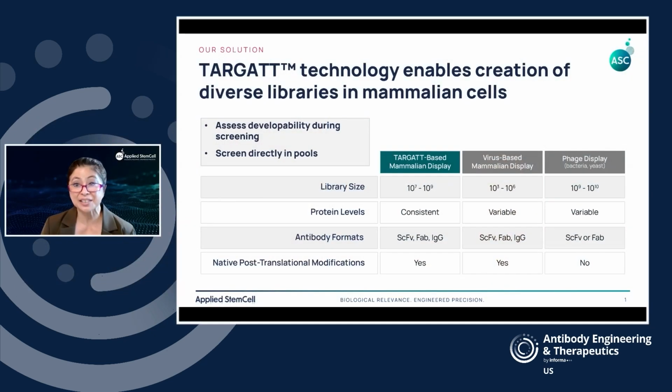And I'd like to start by asking why therapeutic antibody developers should consider changing their workflow to screen and validate directly in mammalian cells. Well, the answer to that question is time, money, and increasing your chances for success.